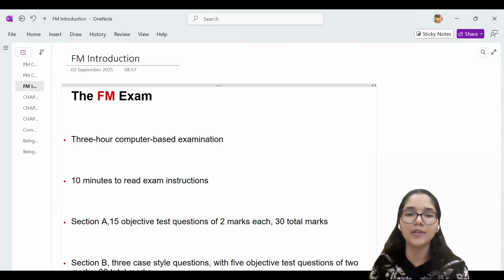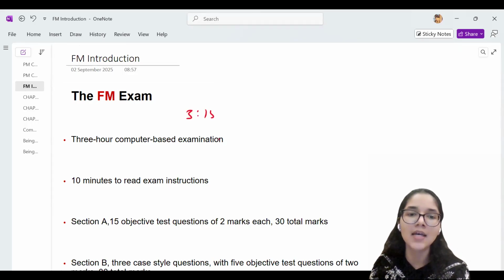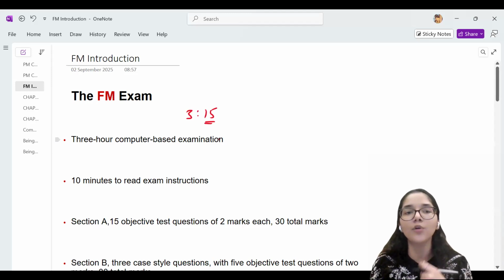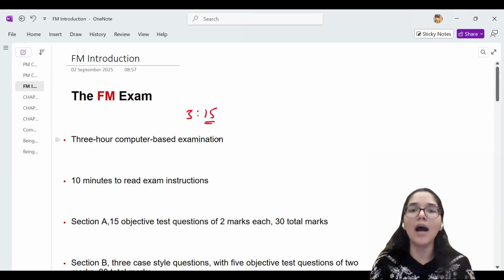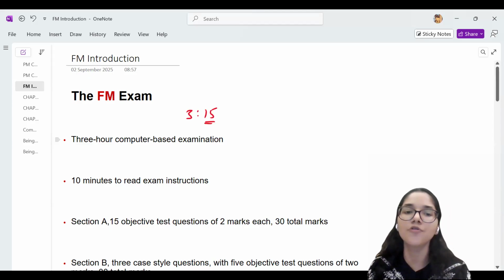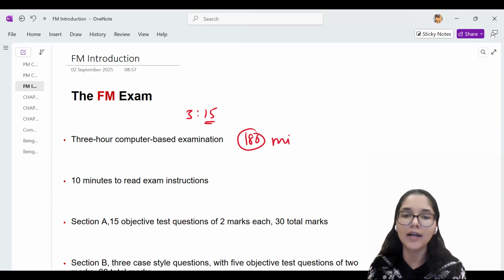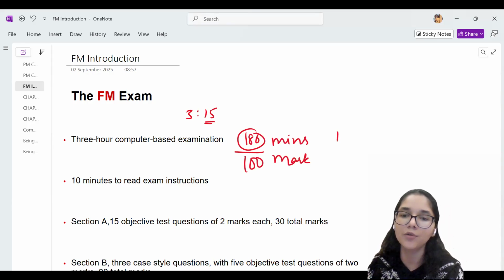Ideally, the time of the paper that you get is 3 hours and 15 minutes, but those 15 minutes are there for your instruction reading. You're not exactly allowed to read the questions in the question paper, nor are you allowed to answer those questions in those 15 minutes. So for the exam, you essentially get 3 hours, which comes out to 180 minutes that you get to solve 100 marks of paper. So that means for every mark in the paper, you have got 1.8 minutes. The ratio becomes 1.8 minutes per mark.